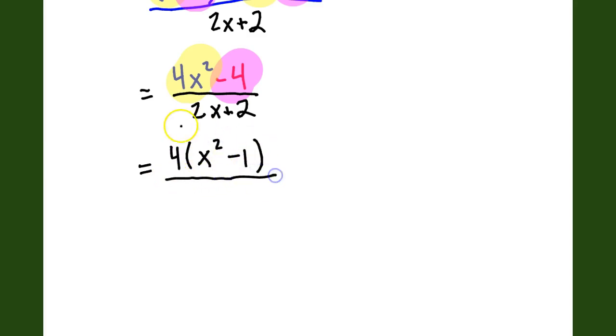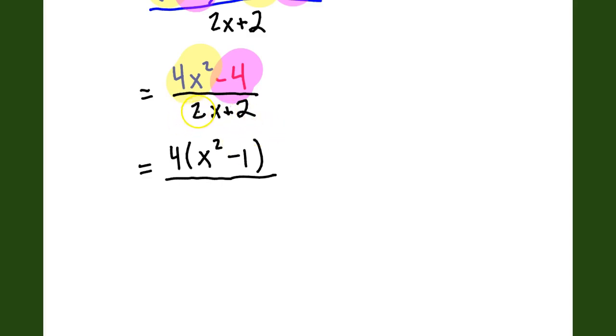And if you're not quite sure, you can always multiply these back. 4 times x squared equals 4x squared. 4 times -1 equals -4. And you'll know you're on the right track. If ever you multiply back together and it doesn't equal what you have above, then something's off.